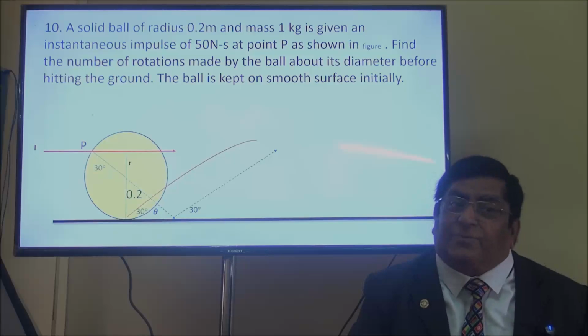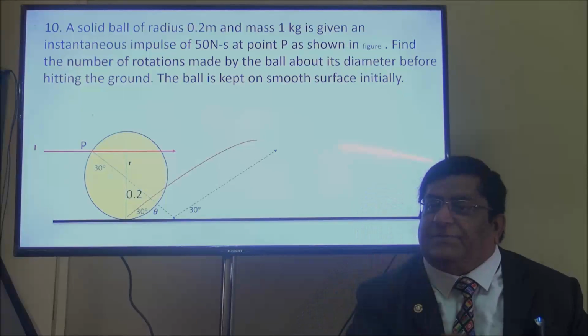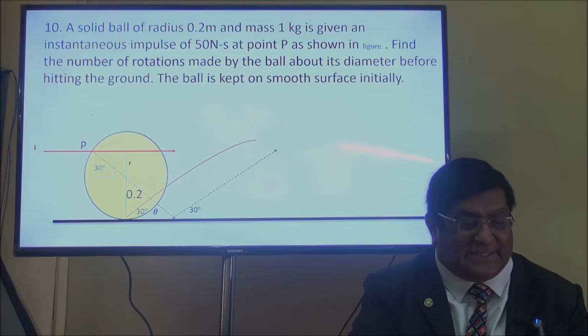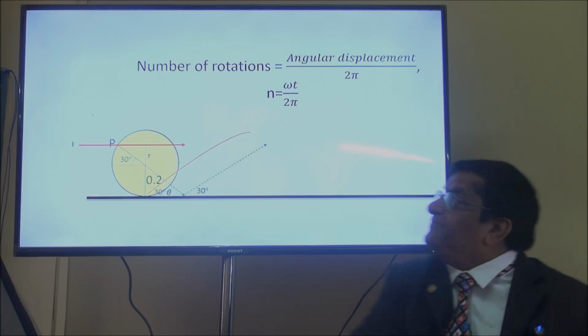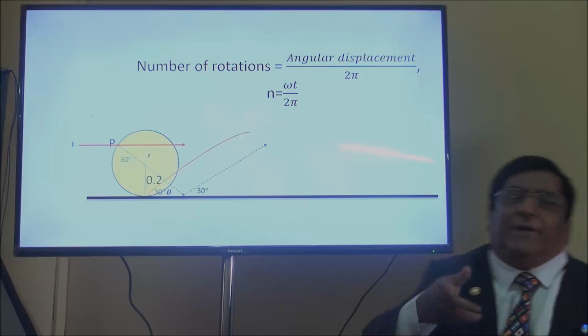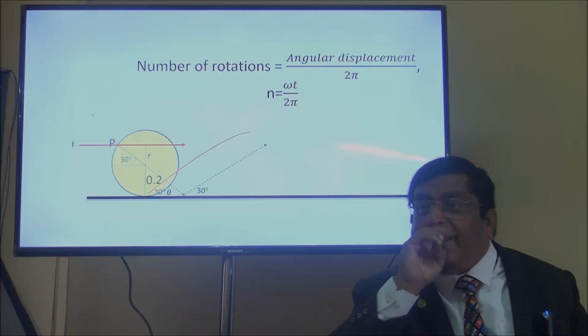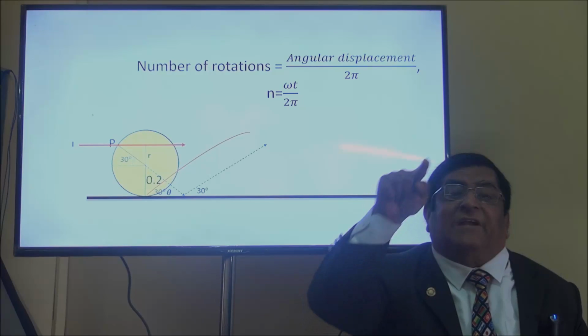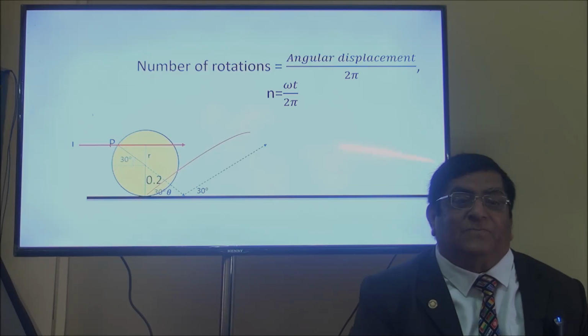But what we are supposed to find out is the number of rotations. Again, we have to think on that line, and this is our line of thinking. Number of rotations is angular displacement divided by 2 pi. If I tell you, yes, a particle has moved 720 degrees, how many rotations?